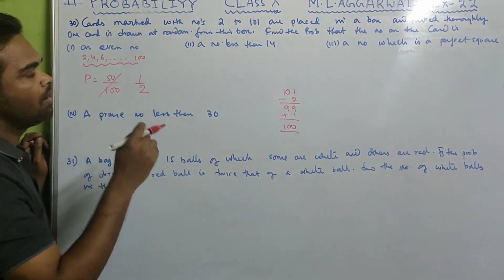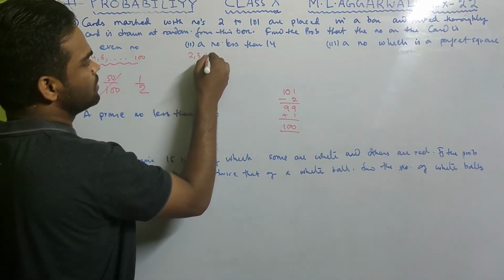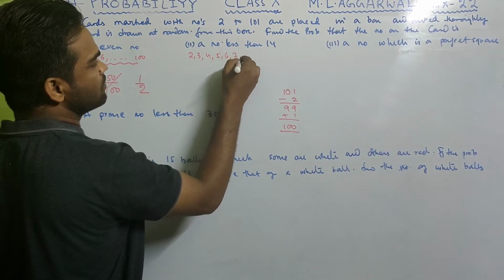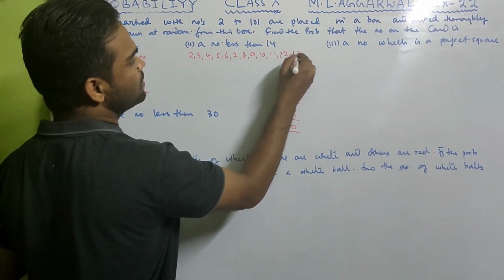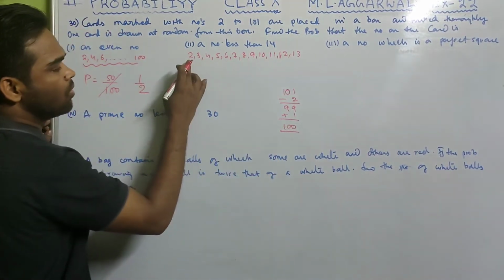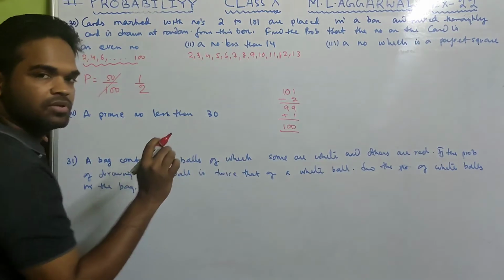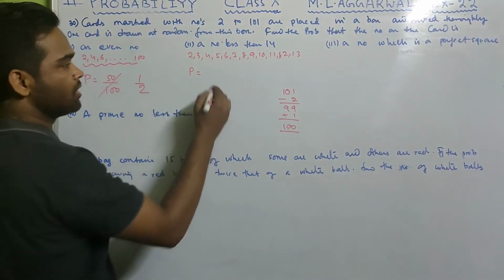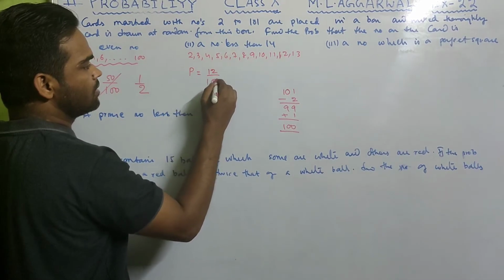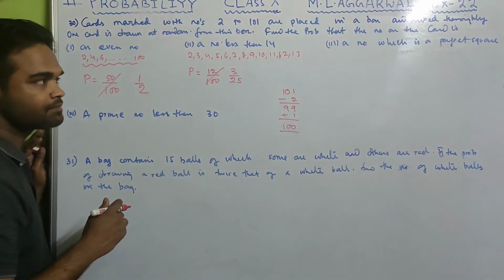Done. A number less than 14. So it can be 2, 3, 4, 5, 6, 7, 8, 9, 10, 11, 12, 13. These are your possibilities. That is 12 numbers. So probability that you get a number less than 14 is 12 by 100. 3 times 4 is 12, 25 times 4 is 100. Done.